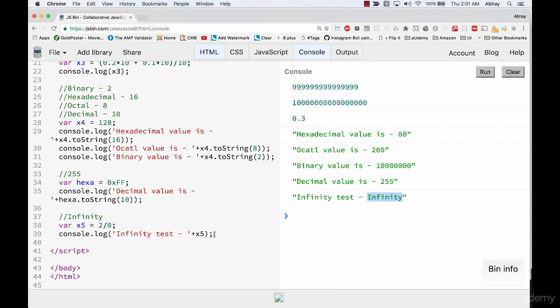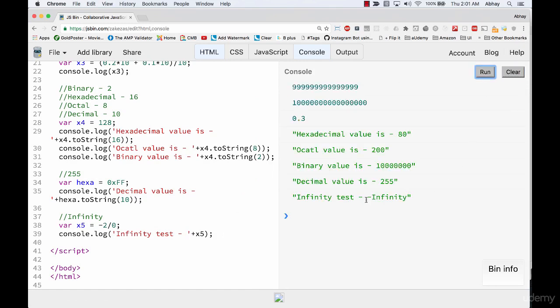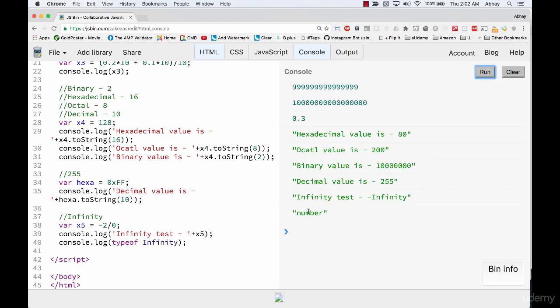Similarly, if I need a negative infinity, I can just do a minus sign here, clear it, run it, and it will give me a negative infinity. Let's go ahead and see the type of infinity. So let's do a console.log, let's do typeof, and let's type in infinity. Let's clear, let's run, and the answer is number. So yes, infinity is actually considered a number in JavaScript.